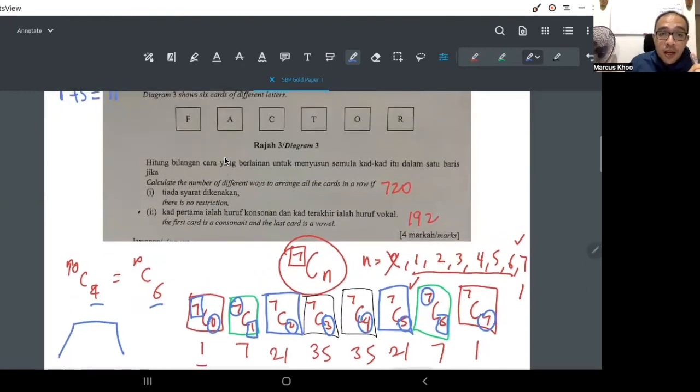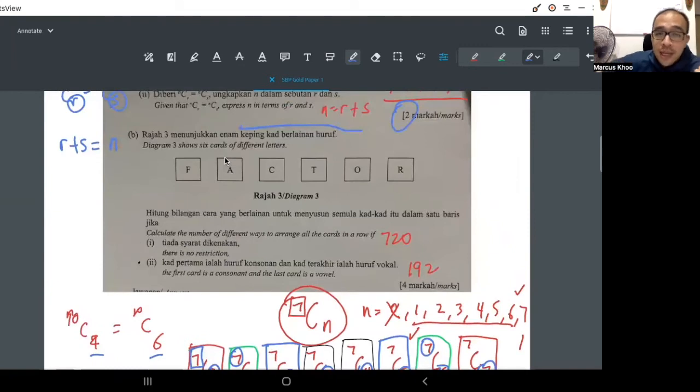All right. Diagram 3 shows 6 cards of different letters, FACTOR. Calculate the number of different ways to arrange all the cards in a row if there is no restriction. So if you're arranging everything, it will be 6 factorial or 6P6. Arrange means you're not just choosing, you're also arranging. So arrangement is very important.